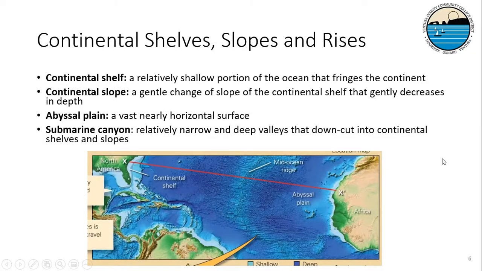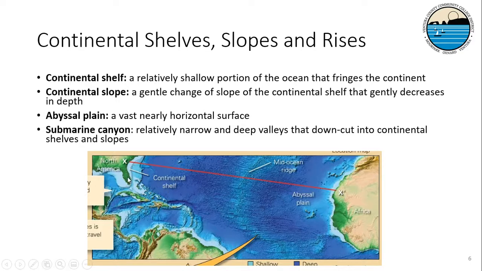So let's talk about some of the vocabulary. We have continental shelf, and this is a relatively shallow portion of the ocean that fringes the continent. We have the continental slope, and that's a gentle change of slope of the continental shelf that gently decreases in depth. We have an abyssal plain, and that's a nearly horizontal surface. And we have a submarine canyon, and that's relatively narrow and deep valleys that downcut into continental shelves and slopes.